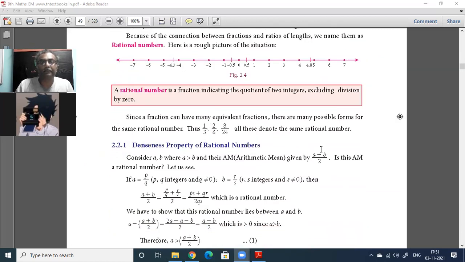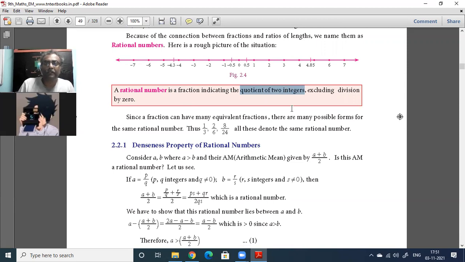Let us look at this line. -7, -6, -5. Look at this number, -4.3. It is lying between -5 and -4. Then look at -0.5. It's lying between 0 and -1, exactly in the middle. Then look at +0.5. It's lying between 0 and 1. Then look at this number, 4.8. It's lying between 4 and 5. Now a rational number is a fraction indicating the quotient of two integers.